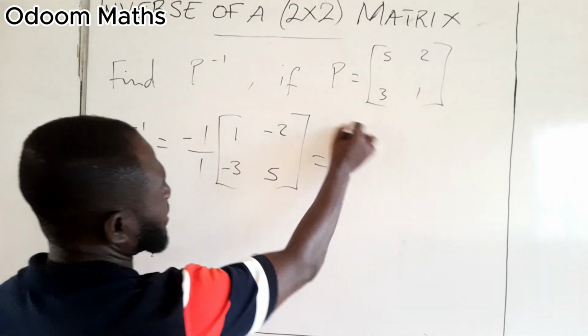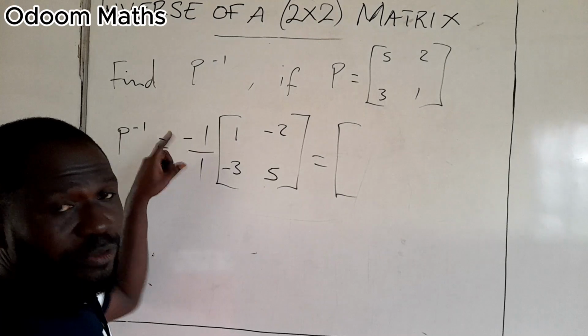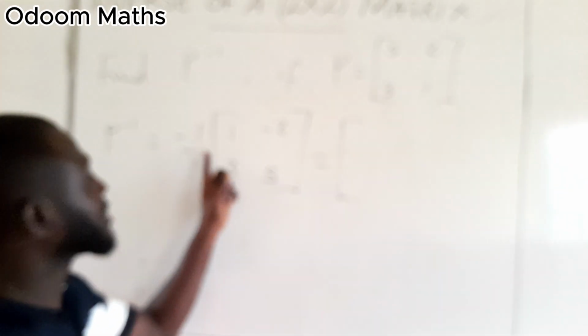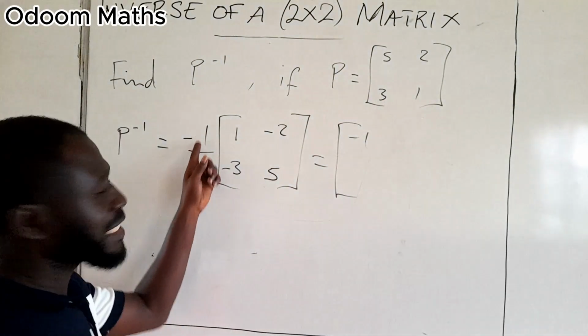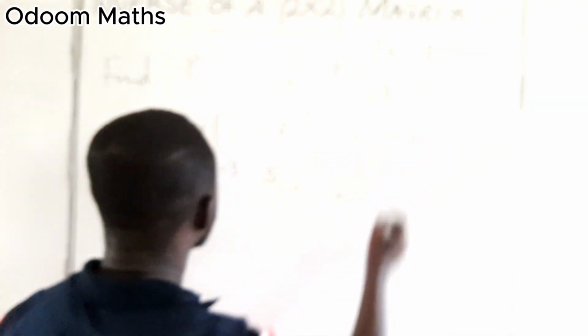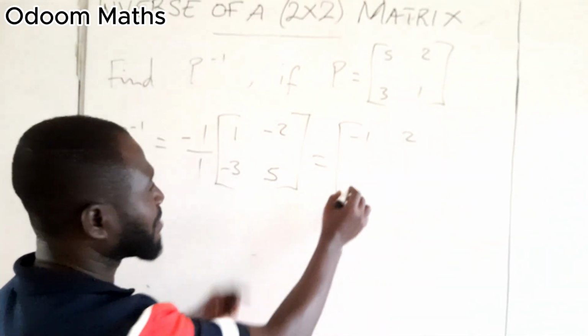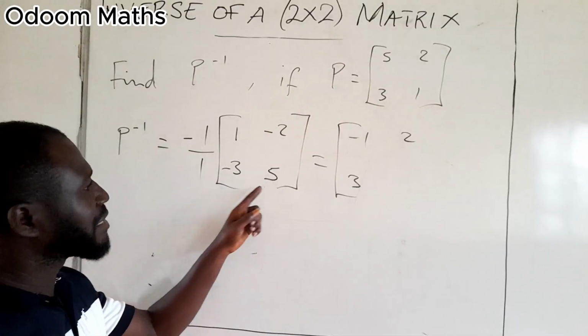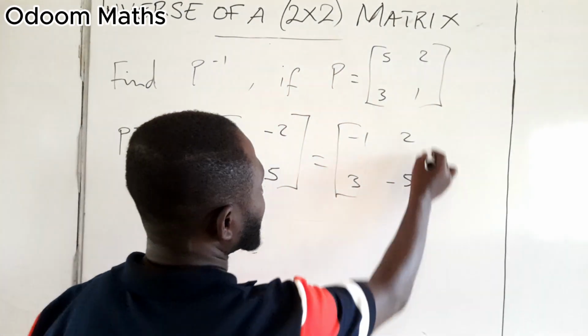Now let's multiply. So this is going to be negative 1. Negative 1 times 1 becomes negative 1. Negative 1 times negative 2 becomes 2. And negative 1 times negative 3 becomes 3. Negative 1 times 5 is also negative 5.